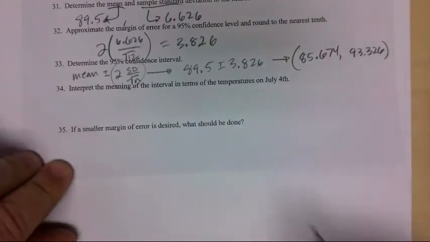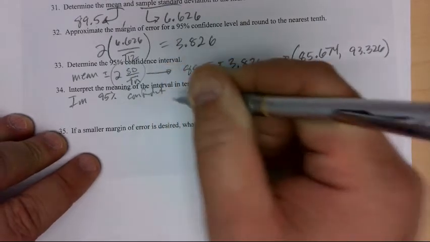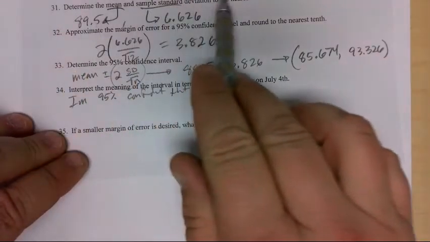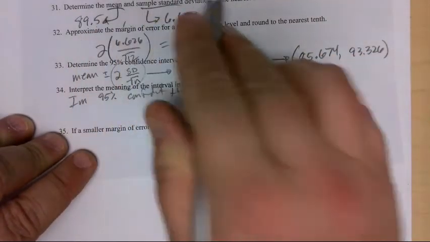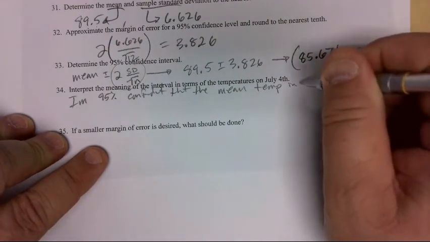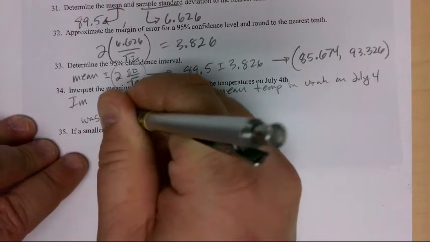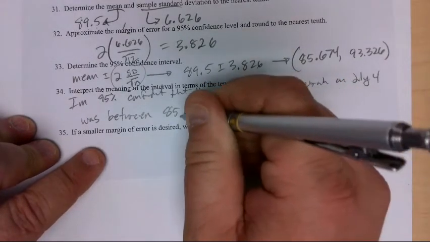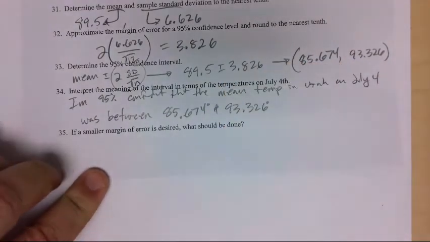Cool. Now, interpreting that, what that means is that I'm 95% confident that the mean temperature, and this was various locations in Utah, in Utah on July 4, was between these two temperatures, 85.674 and 93.326 degrees. That's what that means.